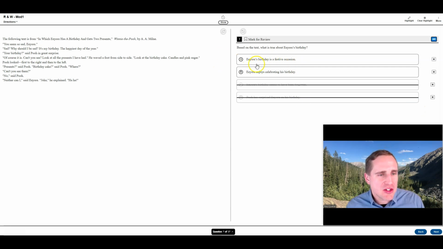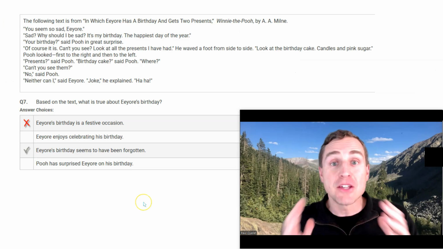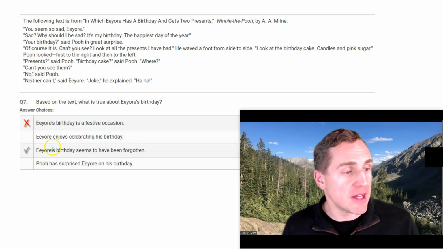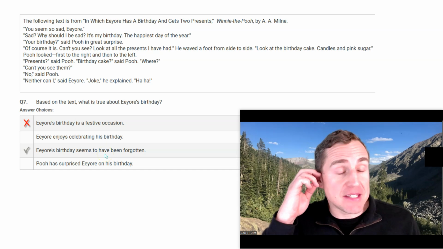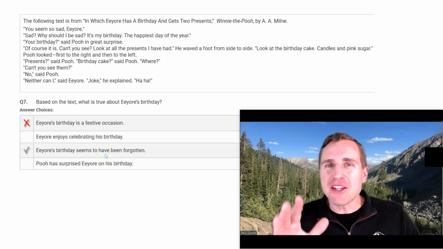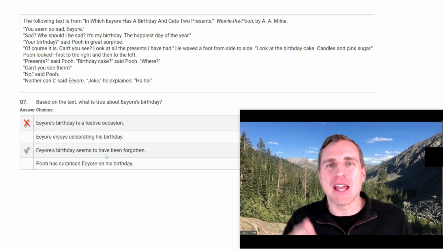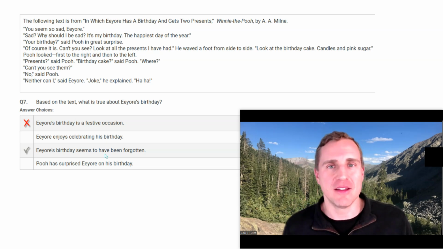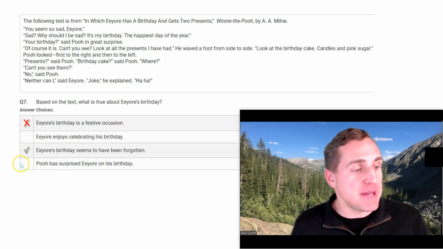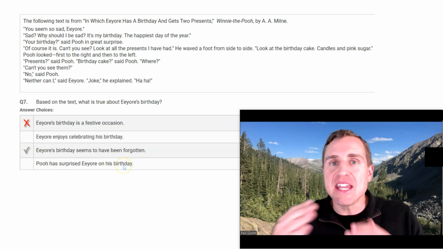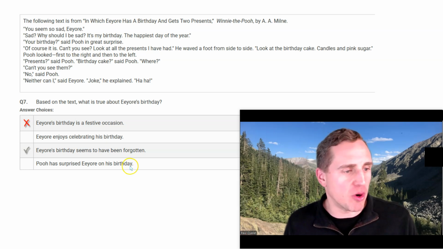So is it a festive occasion? Or does Eeyore enjoy celebrating his birthday? Well, we can't be sure that he enjoys celebrating his birthday because Pooh thinks he looks sad. Plus, he's Eeyore. If you know anything about Eeyore, he has a voice like this, and he's not excited. So I too quickly eliminated the choice of Eeyore's birthday seems to have been forgotten. One of the things you actually notice from this passage is it seems like Pooh has forgotten Eeyore's birthday. So that's been overlooked. Indeed, Pooh was surprised. He wasn't the one that did surprise Eeyore.